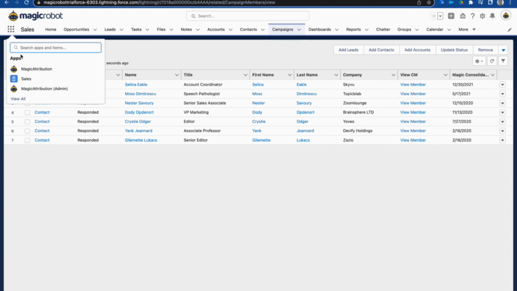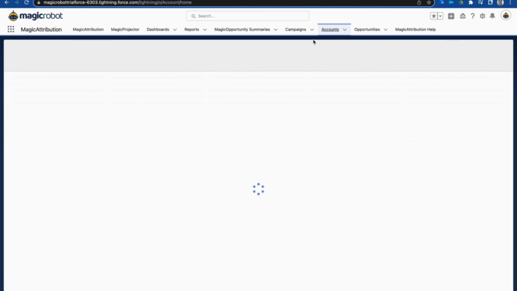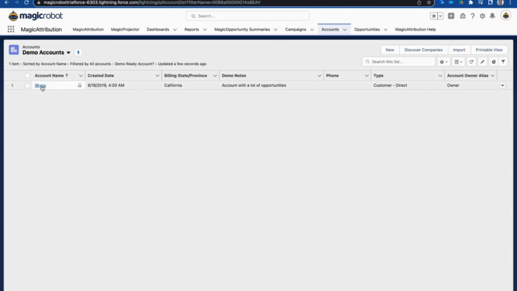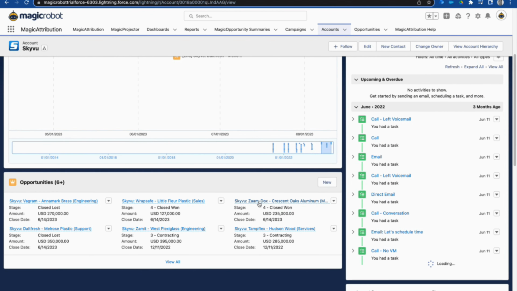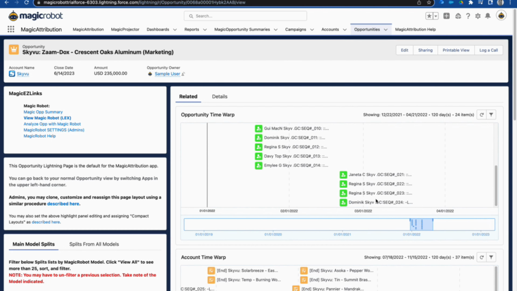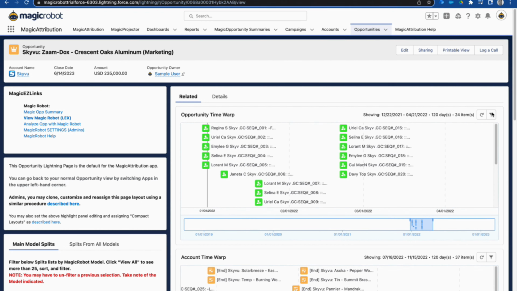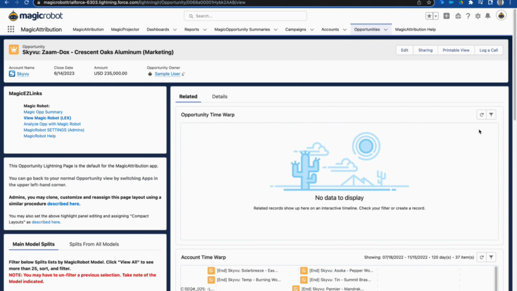Enter MagicRobot. With MagicRobot, Mark can have a very different experience. First, he can navigate to the very same account, Skyvoo, and go to the opportunity we were just looking at. Once there, he will have a very different experience. Rather than an interface with data built for the sales rep, he will find information relative to him as a marketer. The first thing he will notice is an entirely different view of how this opportunity moved through the pipeline.